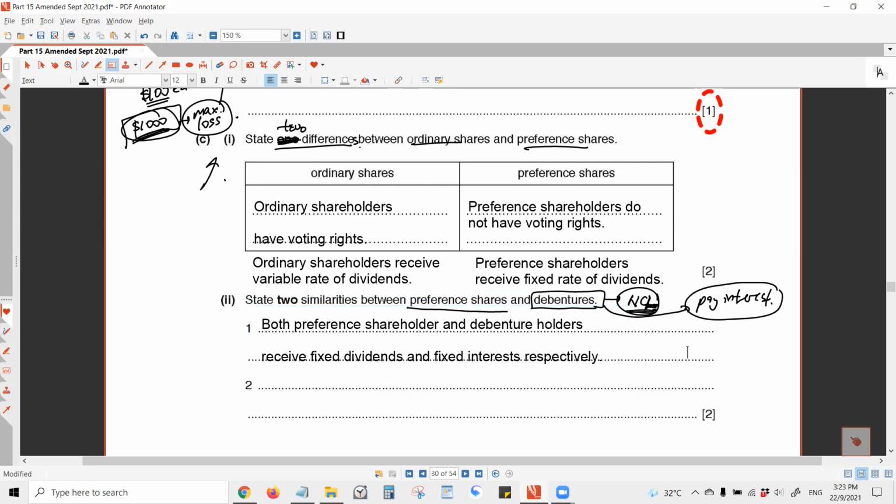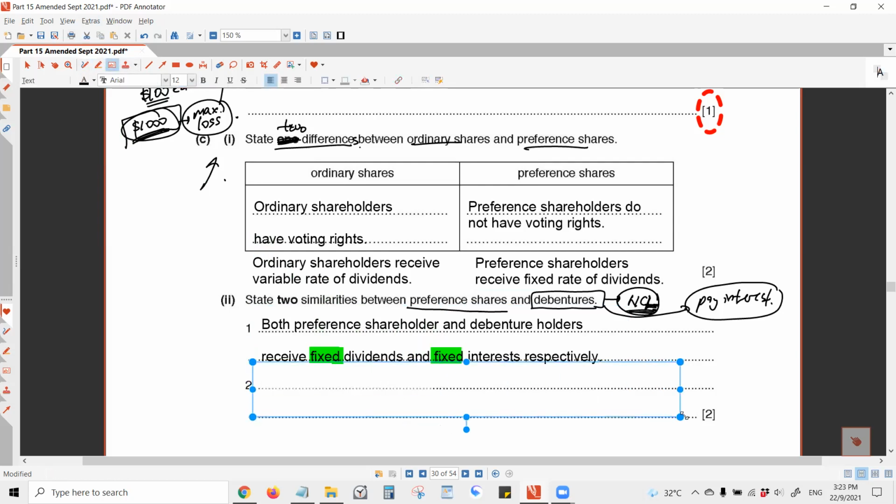So my similarity here is about the fixed reward that they get. Even though one is dividend and another is interest, I'm referring to the fixed element. We can describe it this way: similarity.